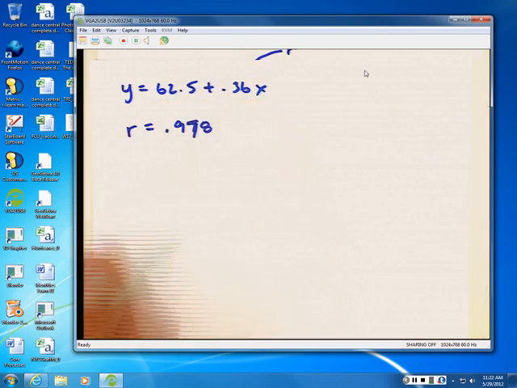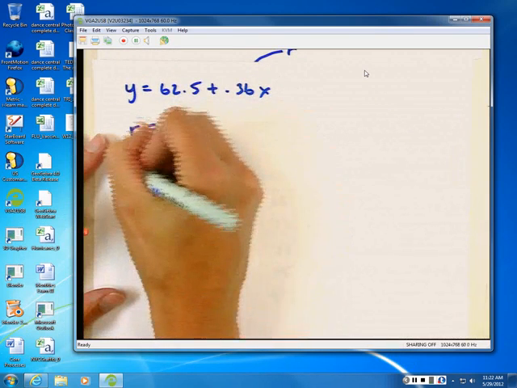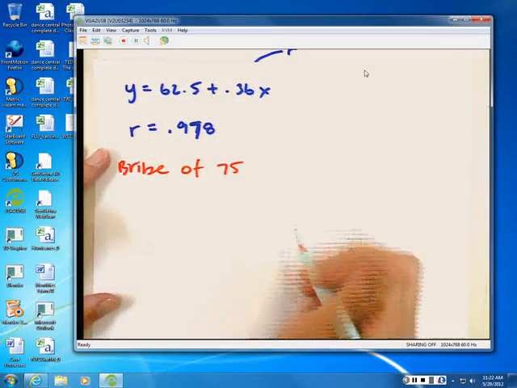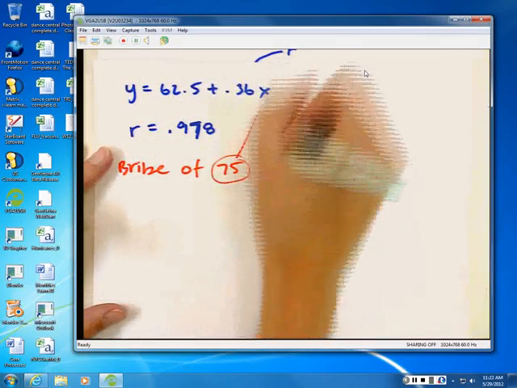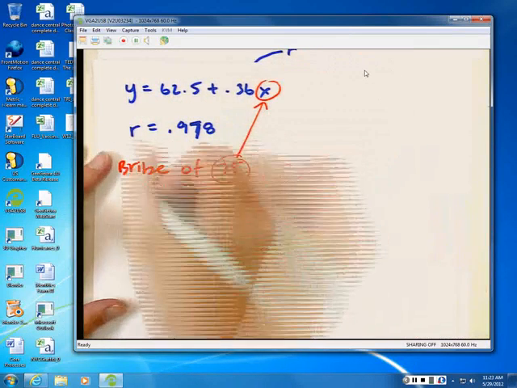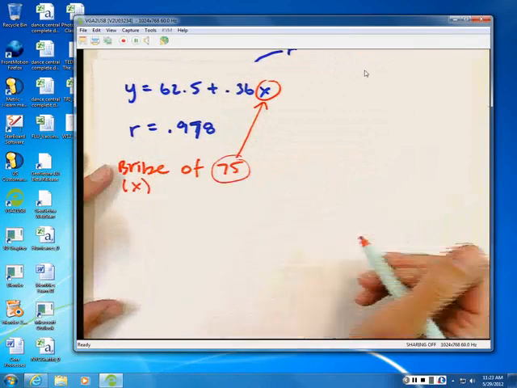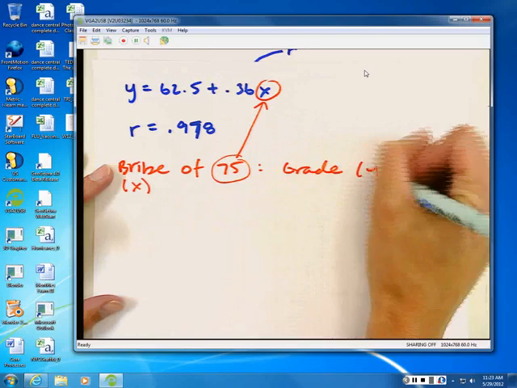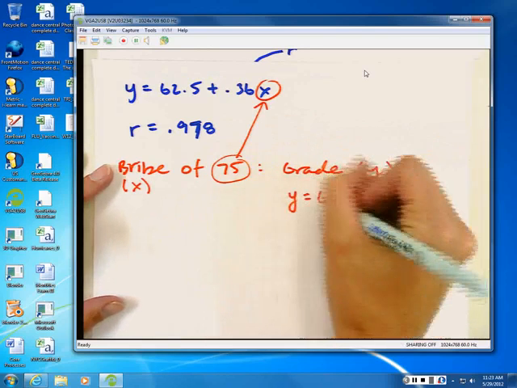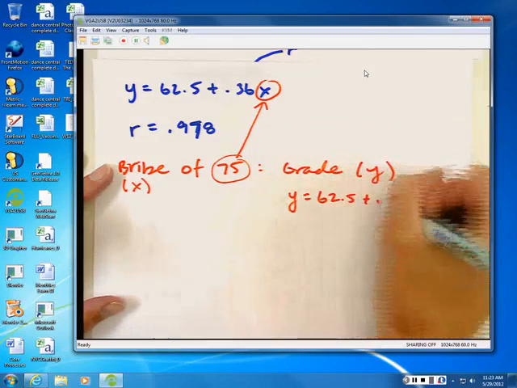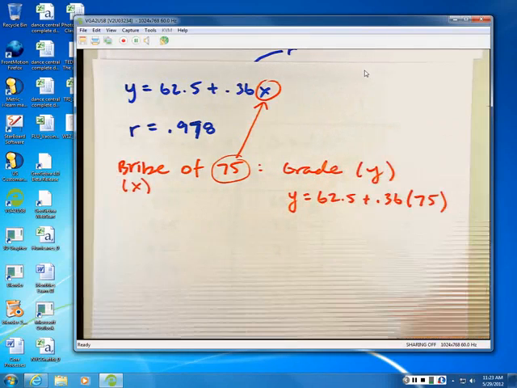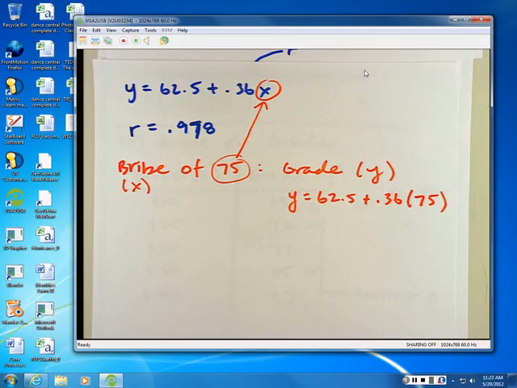What we did was we estimated, what did we do? We did a bribe of $75, which really what the computer's doing is it's putting the 75 in for x. Remember, bribes were x's. We want to calculate what the grade was. So the grade, which is y, is going to be y equals 62.5 plus 0.36 times 75. So I can also confirm what the computer gave me, 62.5 plus 0.36 times 75.